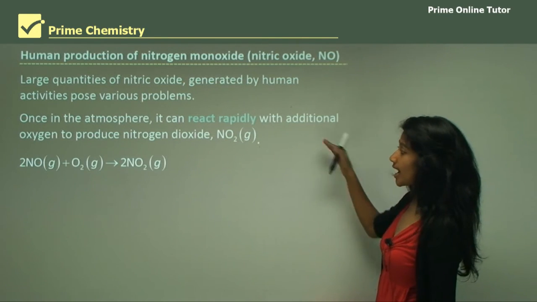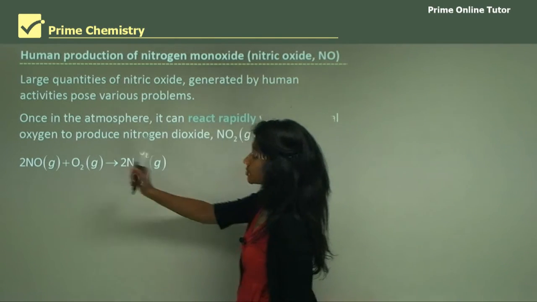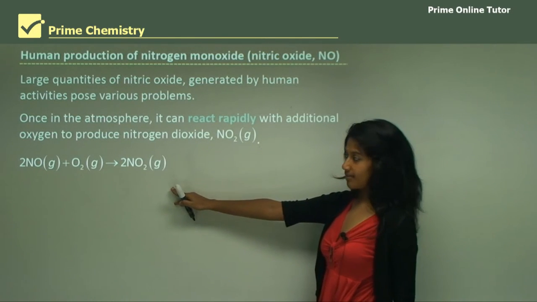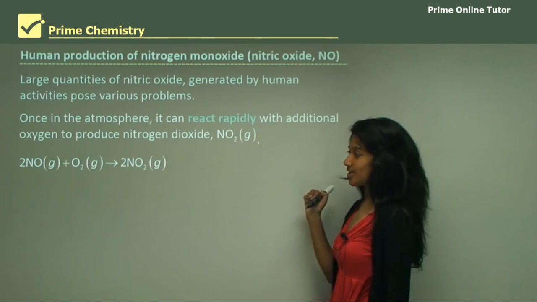So the reaction that happens is we have nitric oxide reacting with oxygen, both gases, to produce nitrogen dioxide. Now again, always write the states down and also balance the equation.